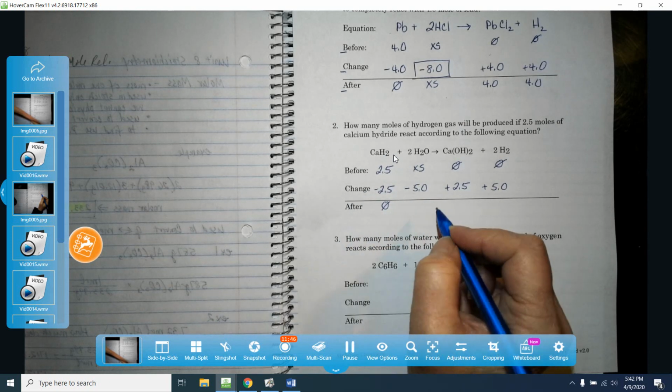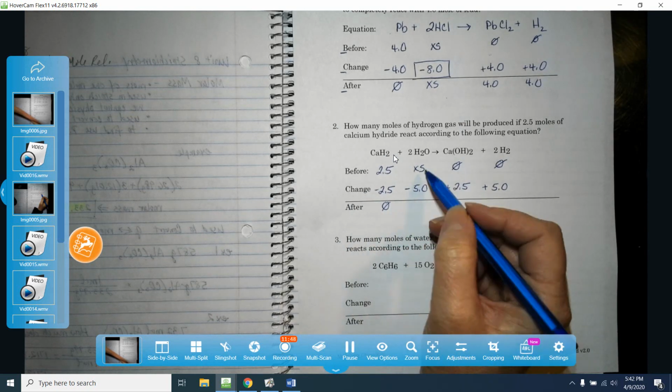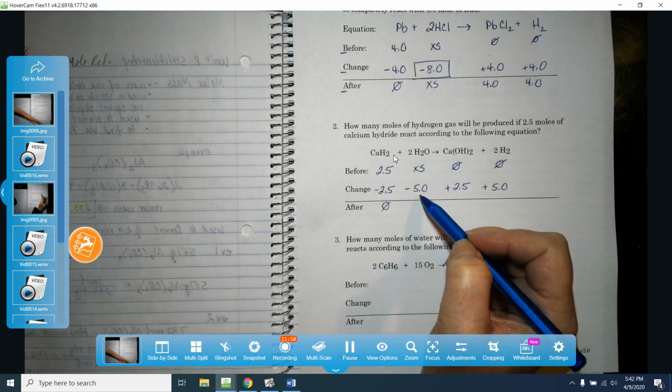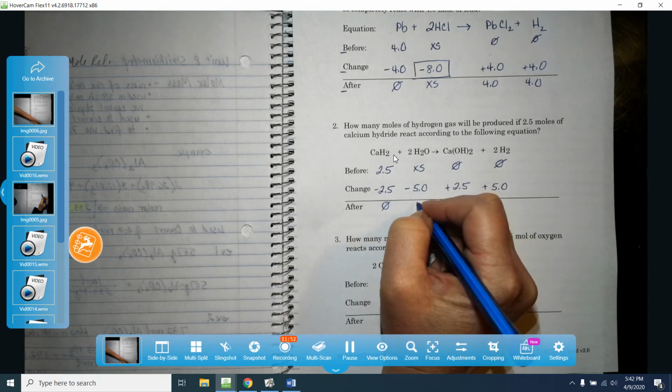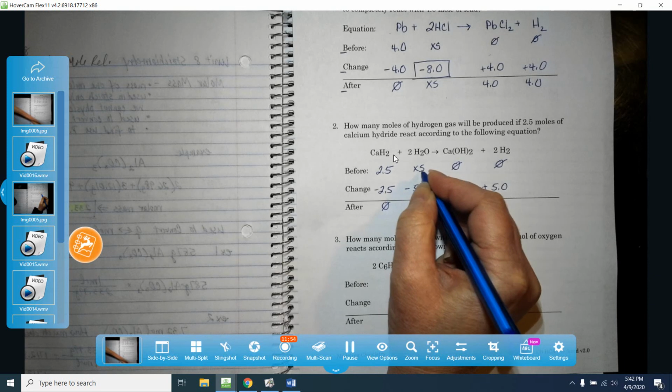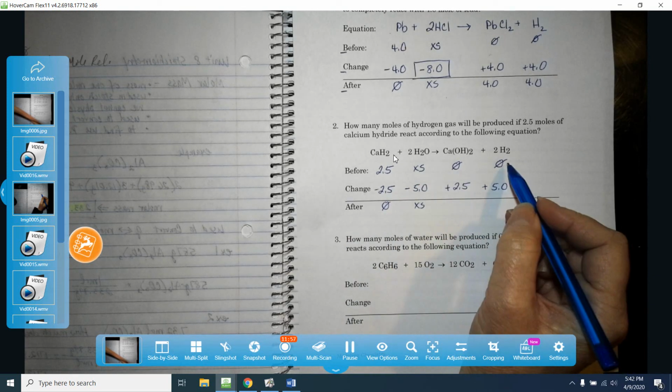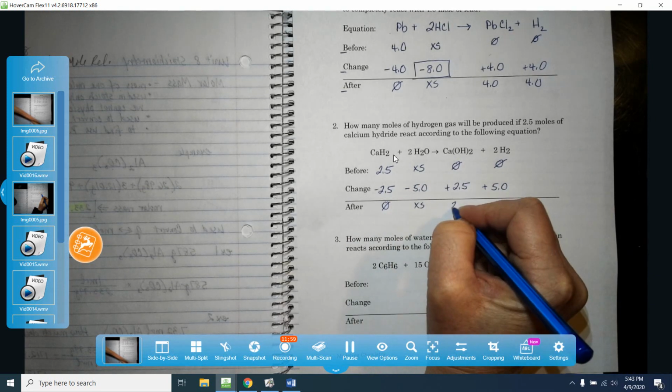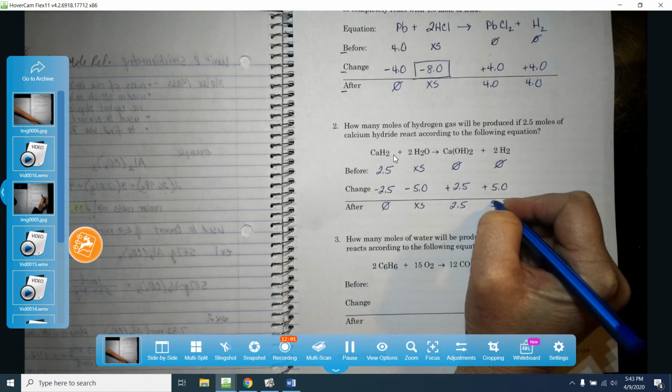Okay, now let's go down to the last row, the after row. I started with excess. I used up 5. I don't know how much I have left over because I didn't know that. On this side, I started with 0. I made this, so that's what I'm going to end up with.